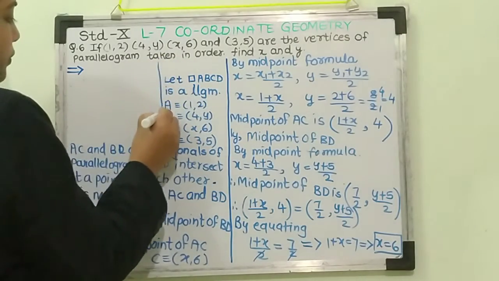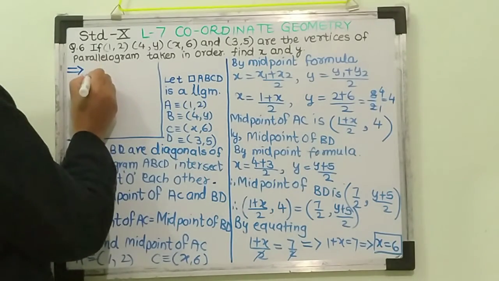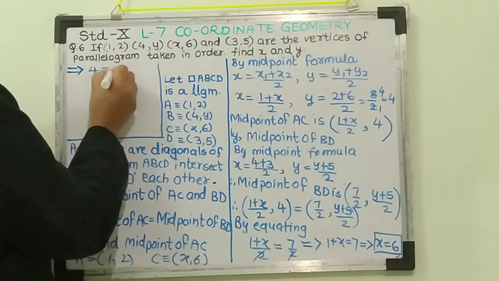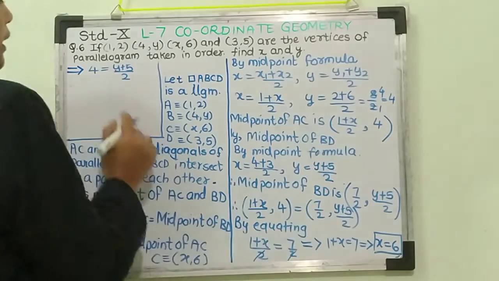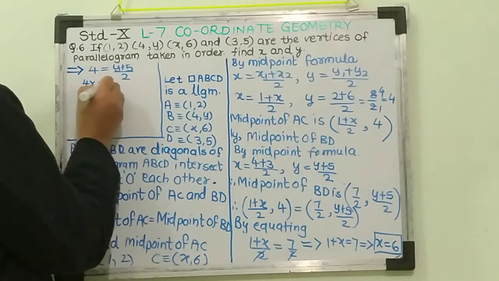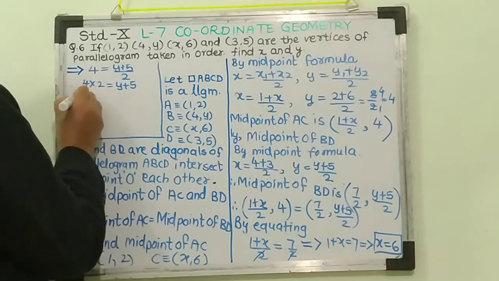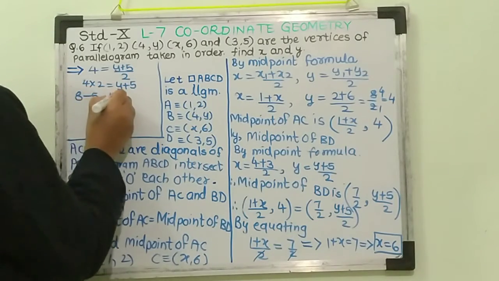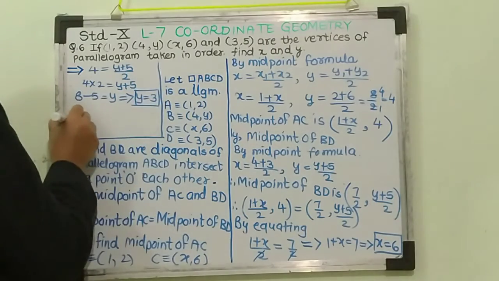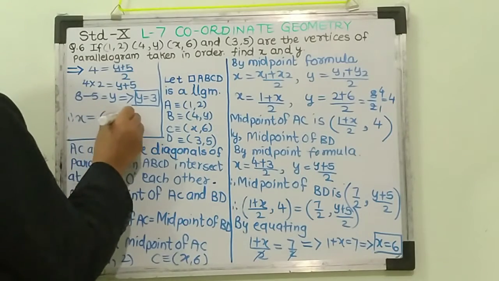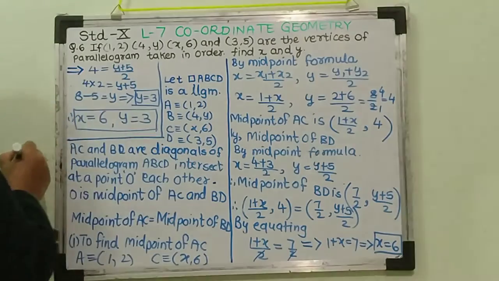So final answer for this I will write. I am equating now the y coordinate, that is 4 equals y plus 5 upon 2. 2 will go to this side. 4 into 2 equals y plus 5. Now this 5 will come to this side. 4 2s are 8. 8 minus 5 equals y, which implies that y equals 3. So final answer we get x equals 6 and y equals 3. That is the required values of x and y.